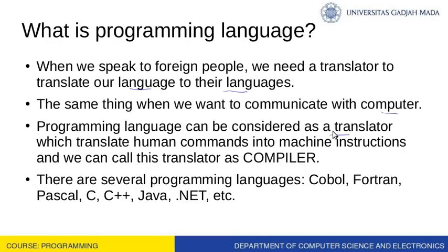This translator can translate human commands into a machine instruction. This machine instruction is only understood by computer, and this translator we can call as compiler. There are several programming languages such as COBOL, Fortran, Pascal, C, C++, Java, .NET, and so on. But in this course, we will concentrate to learn this C++.